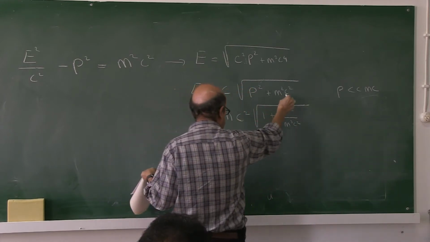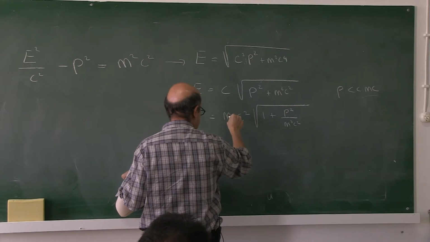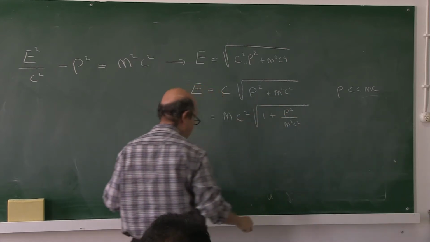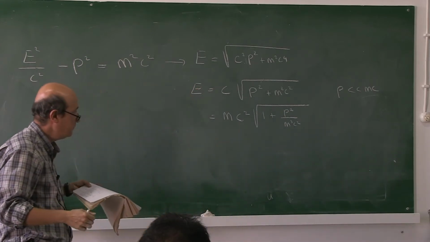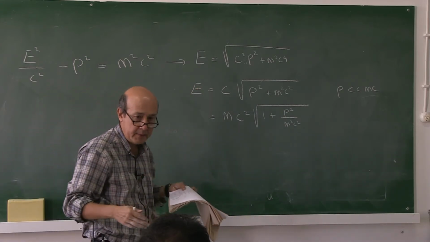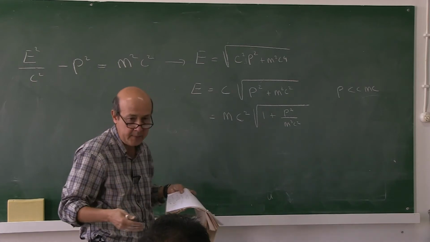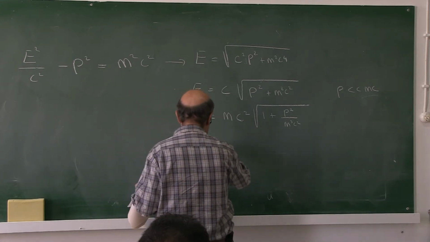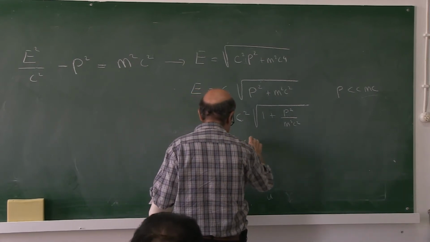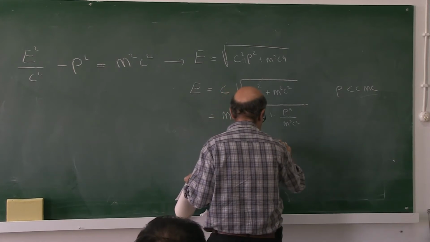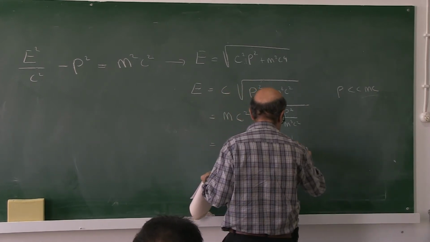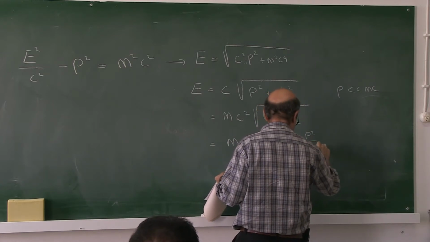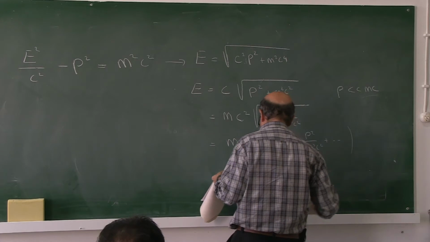Okay, I take the mc outside. There's one mc square. This term is 1, that is p square over m square c square. If p is much less than mc, you can use the binomial theorem. So if you make a binomial expansion, you will find mc square plus 1 over 2 p square over m square c square plus additional terms.